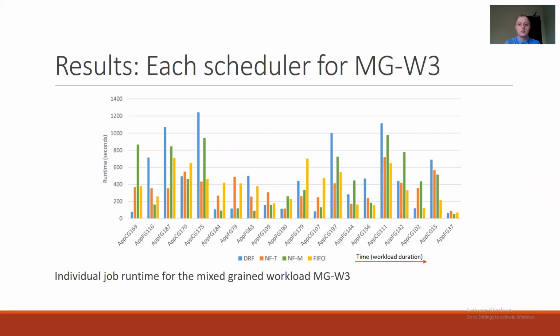The next graph displays the results for the workload MGW3, again displaying the individual job runtimes for the workload. Overall, naive fair thread proves to be the better choice for the workload, completing 6 of the 20 jobs more efficiently. However, there is again a period within the workload where another scheduler will provide improved performance. This is between app FG184 and 109, where after a set of coarse-grained jobs, we find that naive fair memory would prove to be a better scheduler for this block of fine-grained jobs, offering improved efficiency.